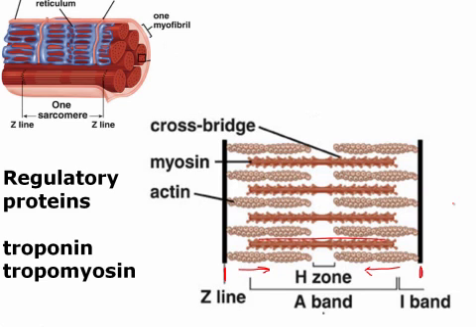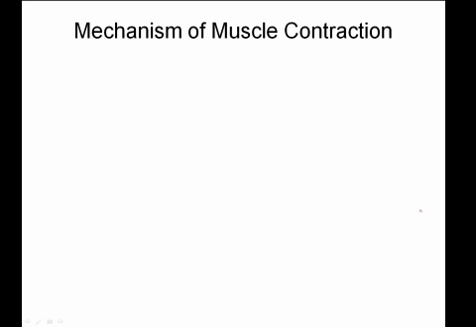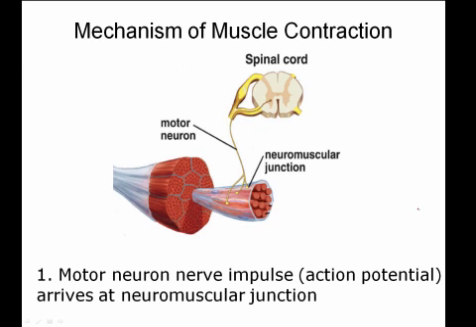There are also some regulatory proteins that we'll identify, and we'll see these on the diagram. Troponin and tropomyosin are some regulatory proteins that are also associated with the sarcomere. So let's look at the mechanism of muscle contraction. This is called the sliding filament mechanism.